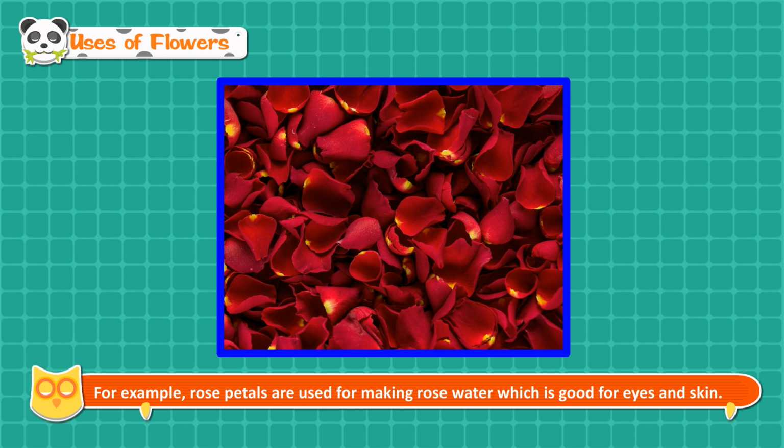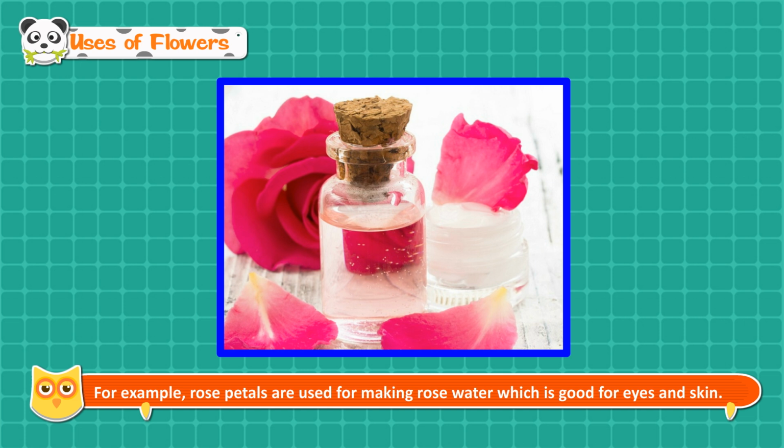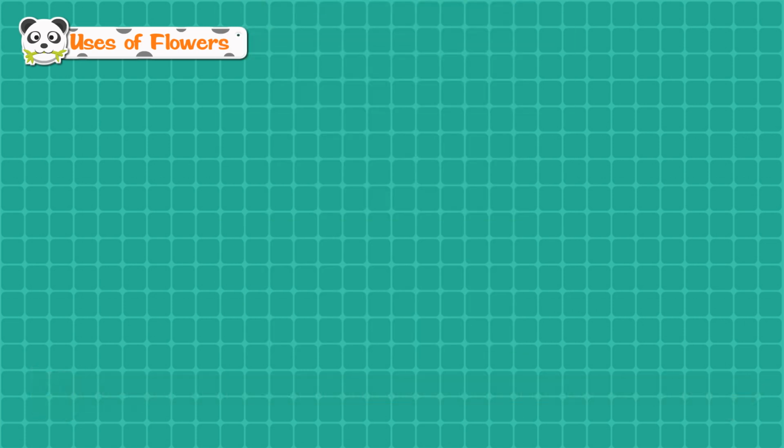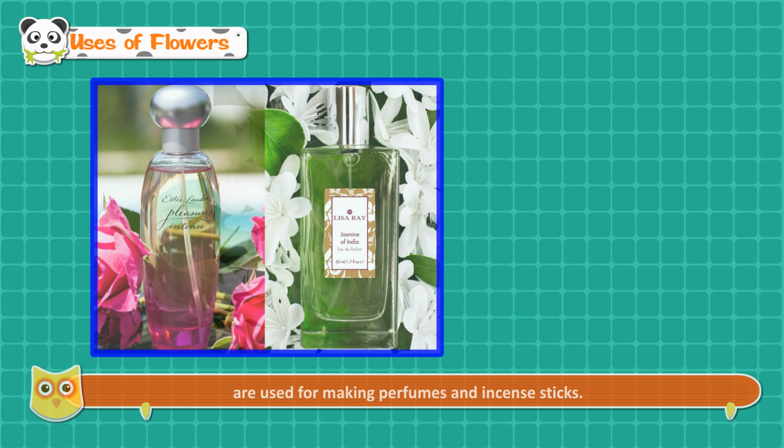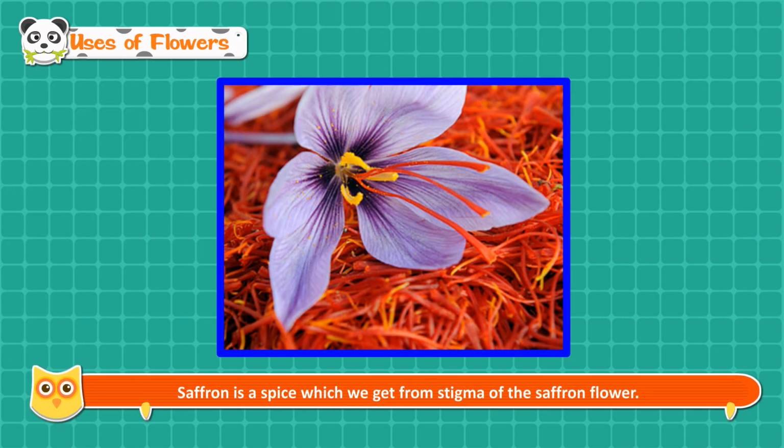For example, rose petals are used for making rose water, which is good for eyes and skin. Sweet-smelling flowers like rose, jasmine, etc. are used for making perfumes and incense sticks. Saffron is a spice which we get from stigma of the saffron flower. It is used to flavor food and also in medicine.